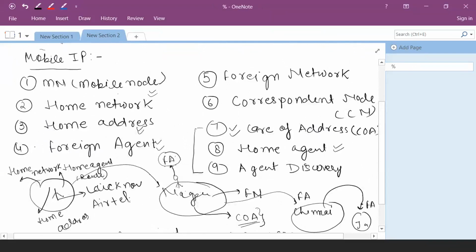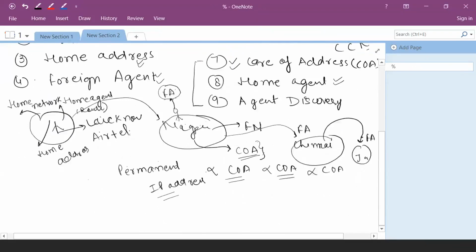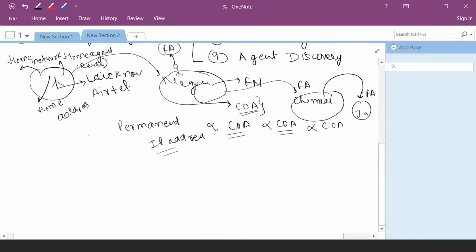Okay, what is the meaning? That is the agent discovery. Agent discovery was remaining from the previous lecture. So agent discovery means when mobility happens, a user is changing their location. The user is changing their location from one location to a new location.